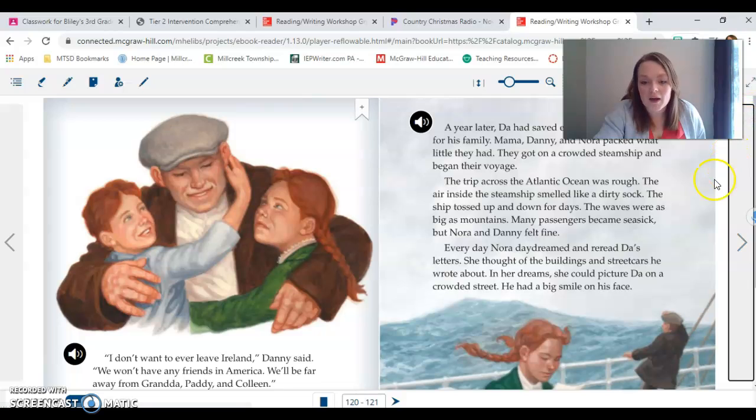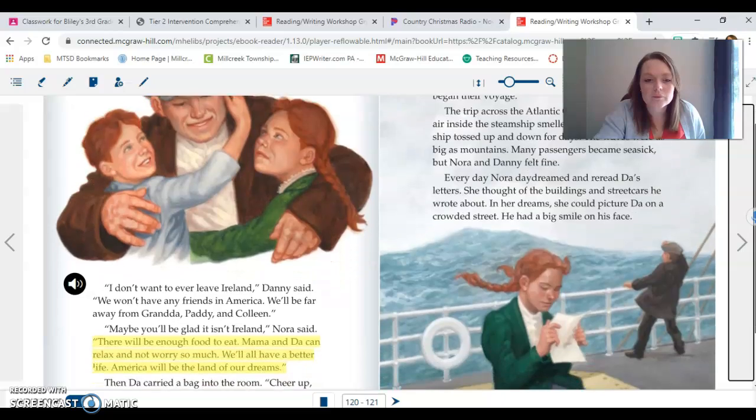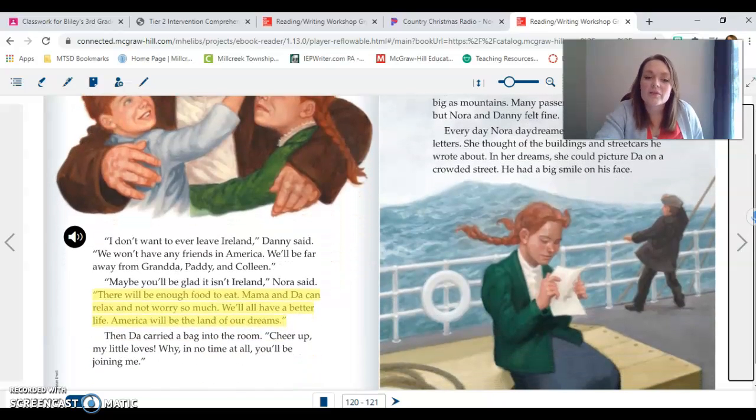I also went back and highlighted, if Mrs. Bliley can scroll down, there will be enough food to eat. Mama and Dad can relax and not worry so much. We'll all have a better life. America will be the land of our dreams.